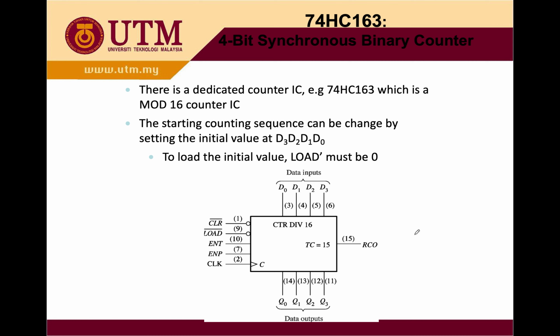So here you can see there is a 4-bit synchronous binary counter. This is how it looks like. There is a dedicated counter IC, which is a mod 16 counter IC. The starting counter sequence can be changed by setting the initial value, so you can try to read it, and the load must be 0. You need to see over here why it needs to be 0, because it's active low, the bar.